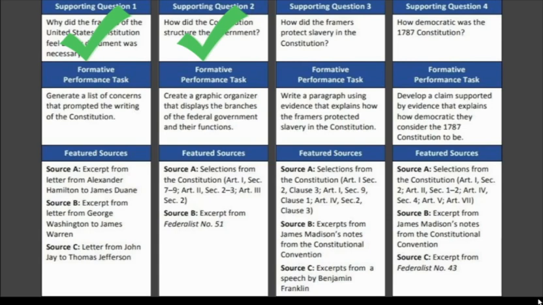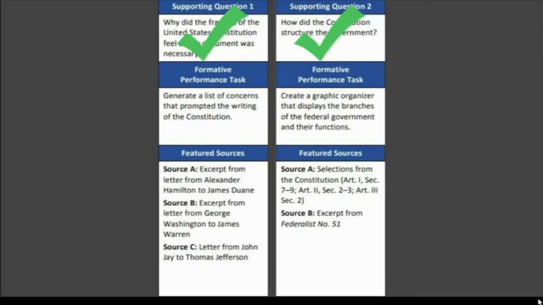These other two questions, how did framers protect slavery and how democratic was the Constitution, are important and are probably very important for that 11th, 12th grade content. But for my class, I just didn't need them for this inquiry this year. So I narrowed it down to just those first two questions. So I only used two supporting questions when I did the inquiry with my class.